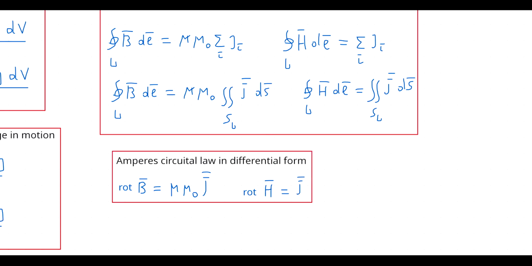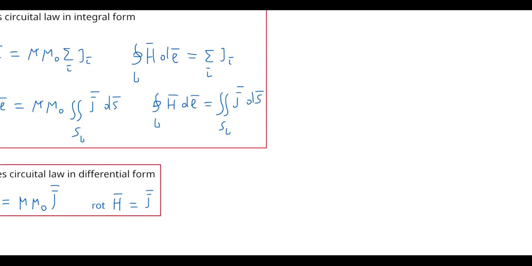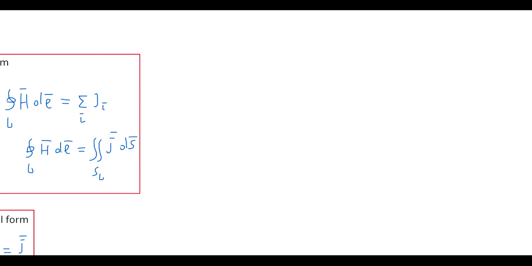Okay, and what is rotor? Rotor is a vector differential operator. Rotor B, for example, is the same as curl B. This is the same.